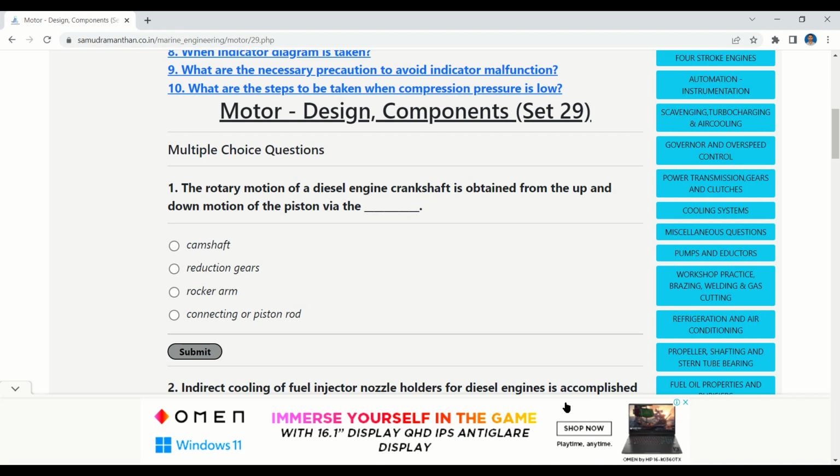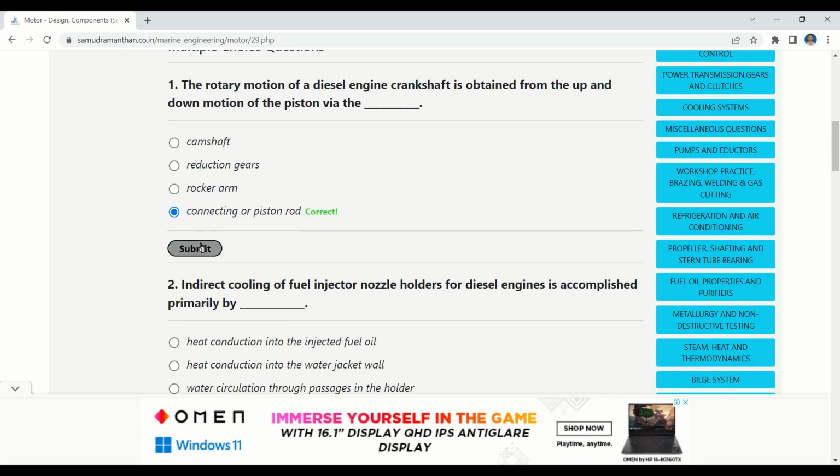Let's start. Our first question is: the rotary motion of a diesel engine crankshaft is obtained from the up and down movement of the piston via the? The given options are camshaft, reduction gears, rocker arm, connecting or piston rod. The correct option should be connecting or piston rod.